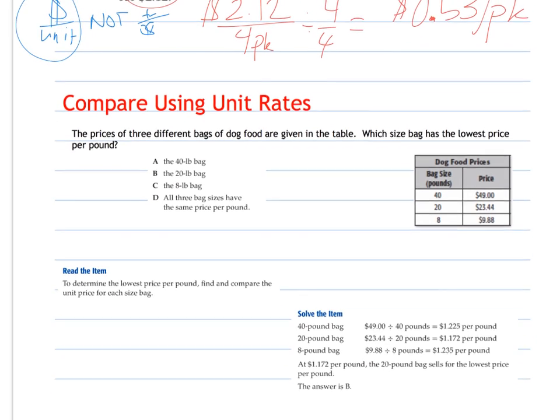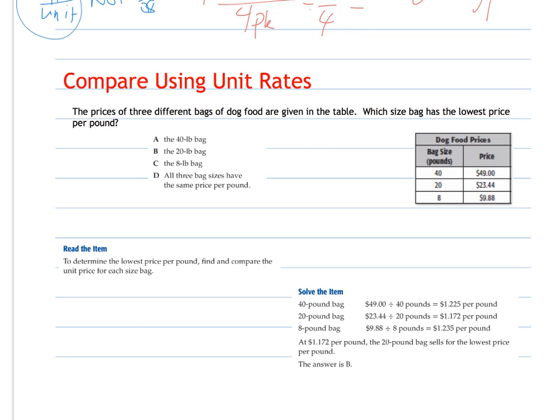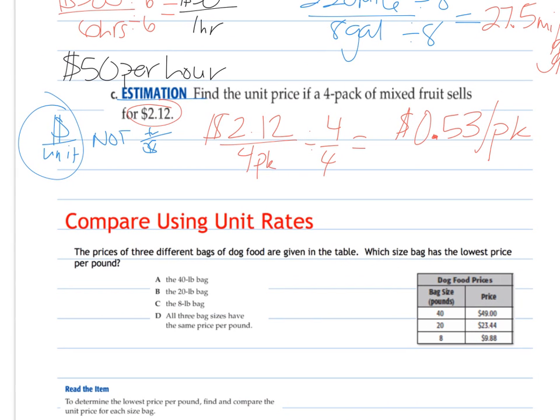One more thing that you're going to be asked to do is comparing unit prices. So again, you're comparing to see which is the better buy. Here it says the prices of the 3 different bags of dog food are given in the table. Which size bag has the lowest price per pound? Is it the 40-pound bag that costs $49, the 20-pound bag that costs $23.44, or the 8-pound bag that costs $9.88? It's hard to make an assumption here because their amounts are all slightly more than per pound. So we need to figure some things out.